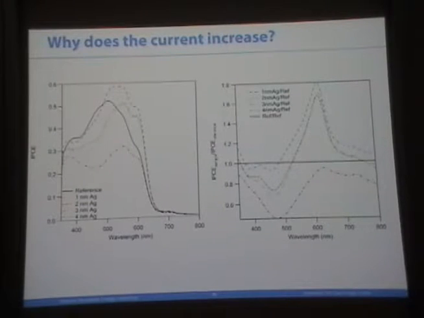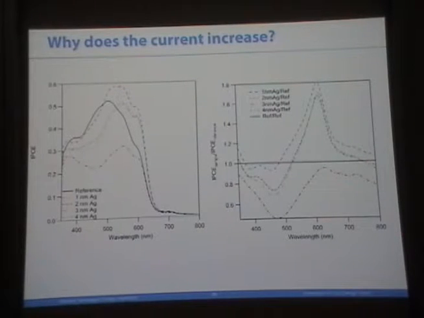So why does this current increase? Now these are the internal quantum efficiencies, the photocurrent per photon impinging on the cell as a function of wavelength. And you can see that this is the reference cell device here, the continuous line. You add just a little bit of silver, 1 nanometer, and this jumps up over here in the red, and you don't lose an awful lot over there. But if you increase the amount of silver, you start losing a lot of current over here.